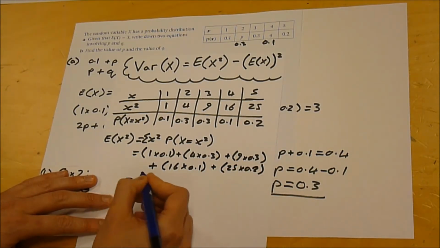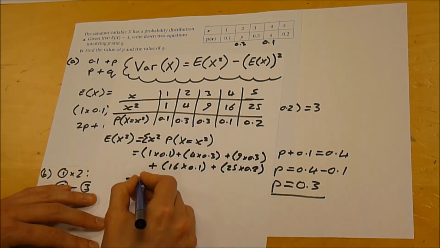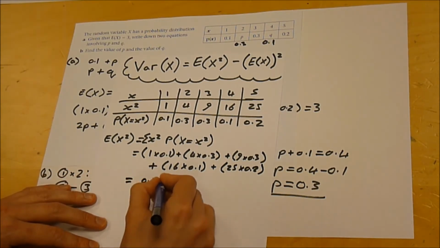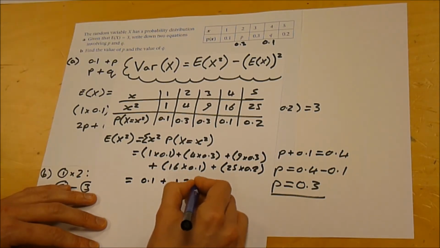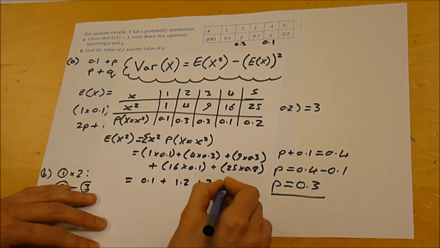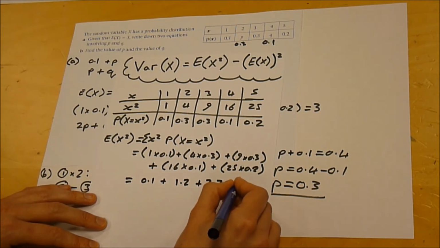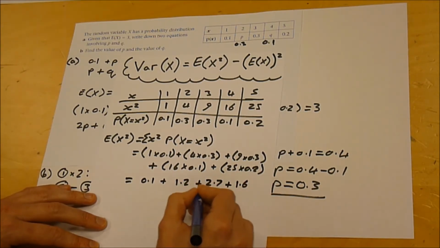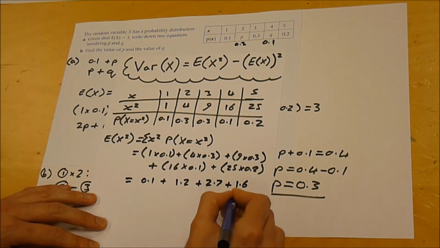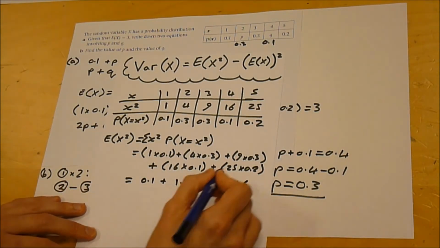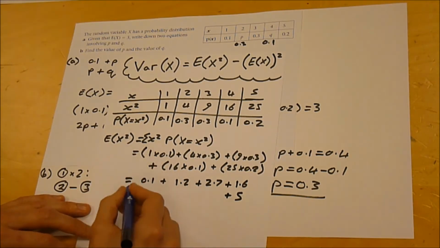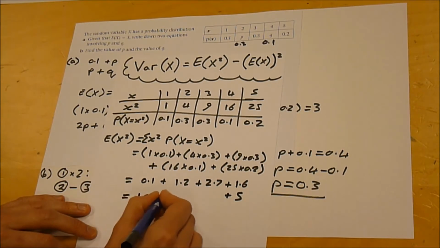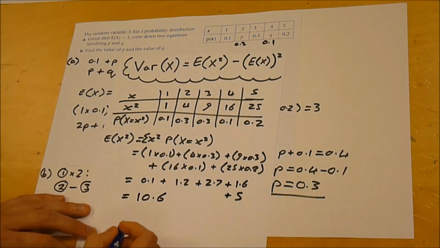So once we crunch that in, that's going to give me 0.1 plus 1.2 plus 2.7, 1.6 and 5.25 times 0.2 is 5. Alright, so my expected value of x squared, add that all up, is 10.6. That's my expected value of x squared.